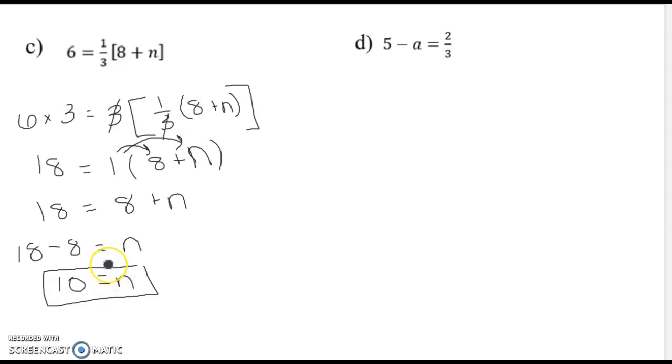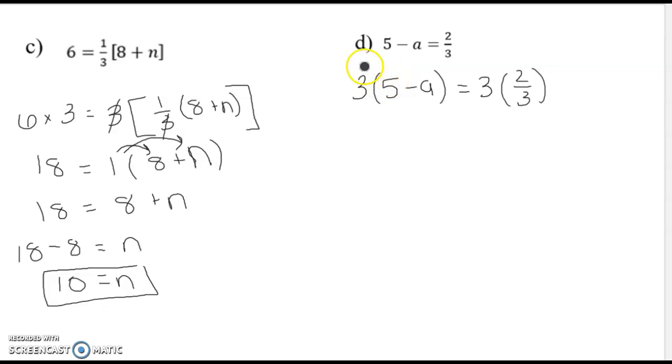All right, last one here. So now we have 5 minus a equals 2/3. Well, we have a fraction, so the first thing you want to do is get rid of the fraction. So we're going to multiply both sides by the denominator, which is 3. So over here, we're going to multiply everything by 3. So I'm going to put a 3 out in front, and I'll put this in a bracket. 5 minus a, close the bracket. So that means that everything gets multiplied by 3. And then we'll put a 3 out in front, because we have to multiply it by the 2/3.